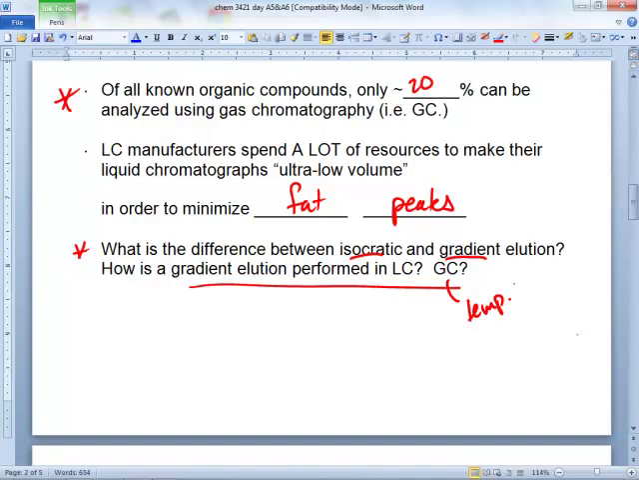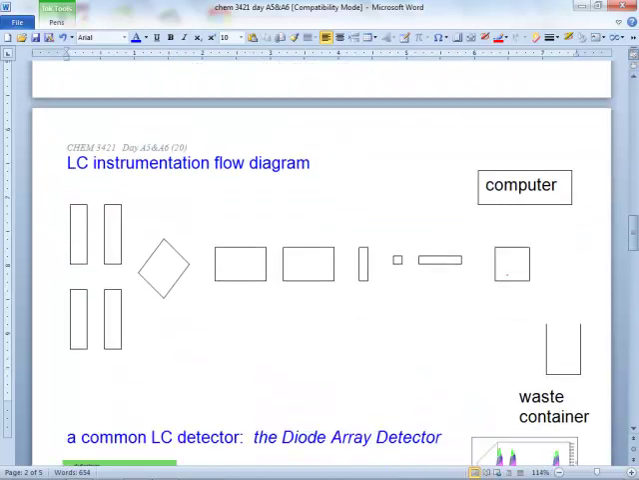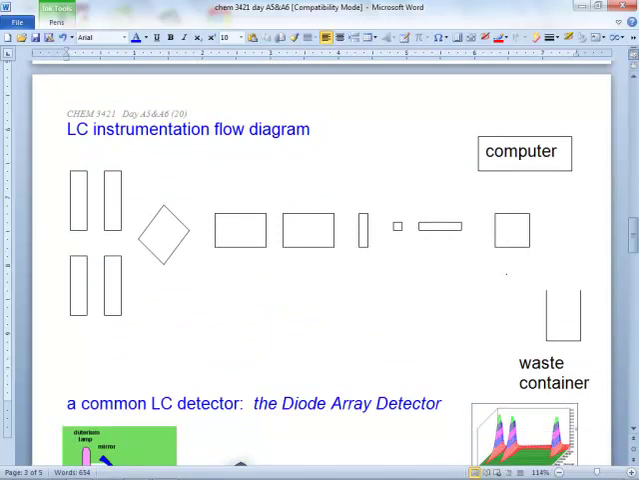And what's the biggie for LC? Mobile phase composition. There you go. Okay. What are the major things you've got here? So you have a whole bunch of bottles over here, and they're all connected. These are all just a whole bunch of different solvents. You can call it methanol, water, whatever you want to put in there. Pure solvents in different bottles. So these are your solvents.